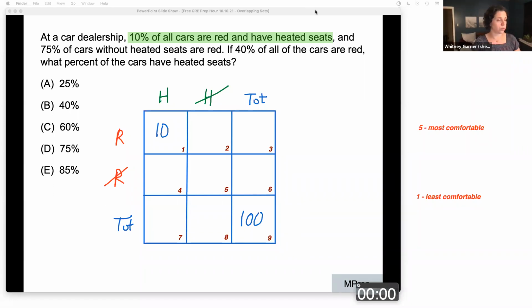And, okay, so this one's a more complicated one. This one says, and 75% of the cars without heated seats are red. So I don't know that number yet. So let me hold off on that one for a second. Let's jump ahead. Where does this one go? Where do I put that?